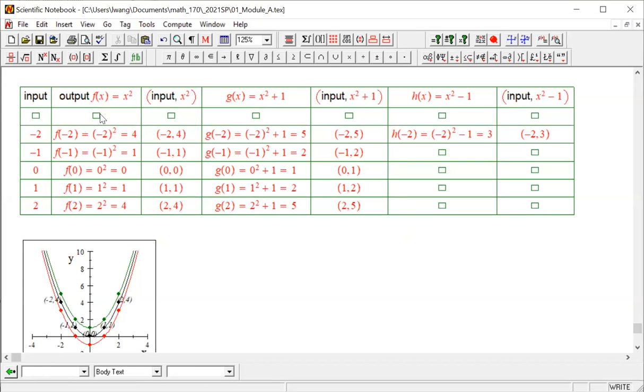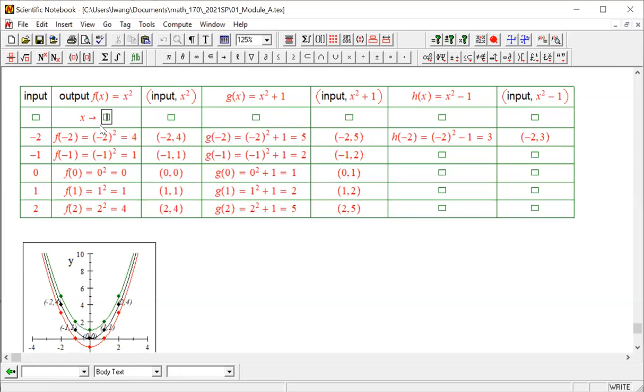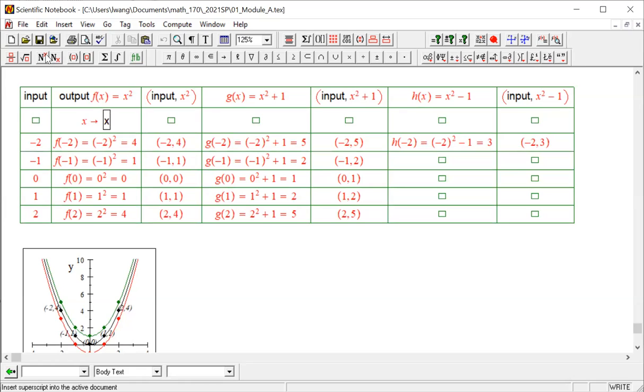The change of rules is that, for x squared, you just have x as input and x squared is the output. X squared is the output, and it produces an output. The output is x squared. That's the rule.